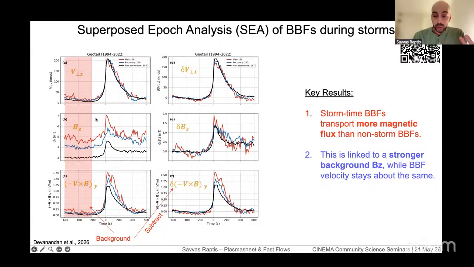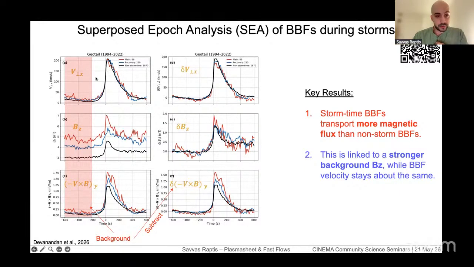So if we take all the BBFs and we do a superposed epoch analysis by lining them up here, which is the steepest point of velocity increase, as you can see from the top panel, we can actually get an image of the average behavior of a BBF as observed by Geotail. What you can immediately see, if you look at A, B, and C, are again the same three quantities that we were looking at before in the statistics.